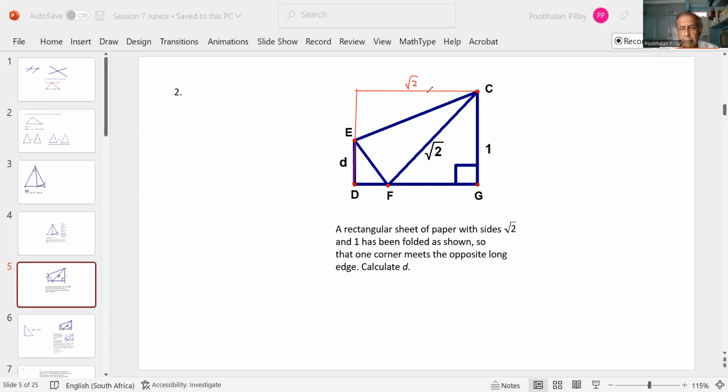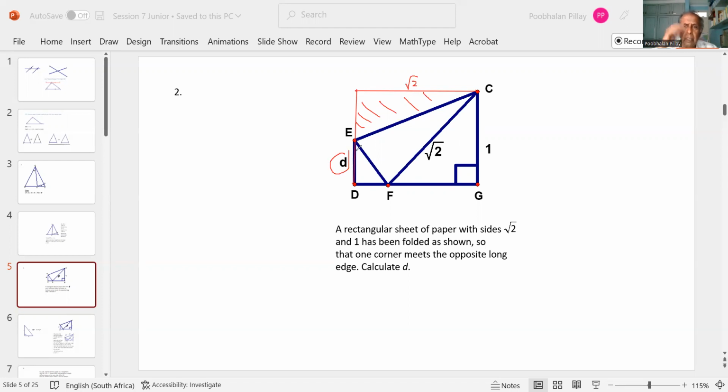So this part here has been folded like this. This is a crease of the paper, and that is what we see here. We see the folded part, but this corner is brought to rest on the opposite side like this, so that one corner meets the opposite long edge. All you have is a rectangle folded like this. You know what the sides are, and you're asked to calculate this length here.